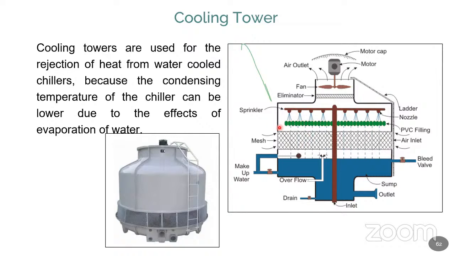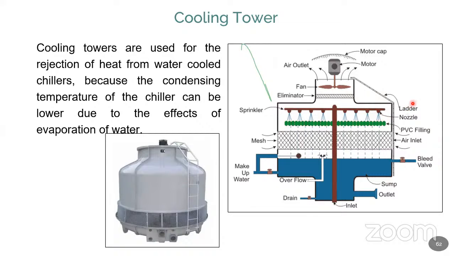Number one. Number two, when the hot water comes inside and passes through this, some of the water droplets will come out. That is called spillage. It will come out and fall outside the cooling tower chamber.